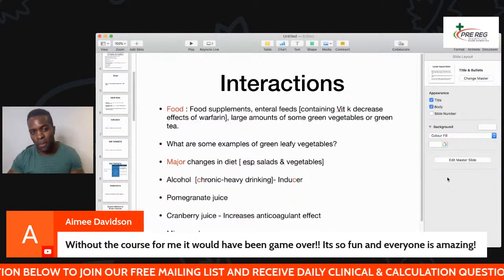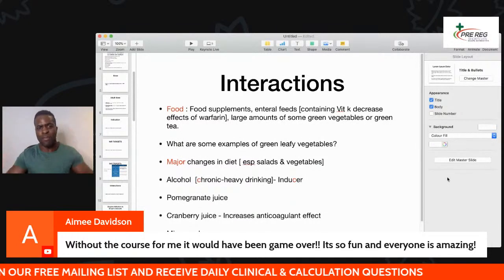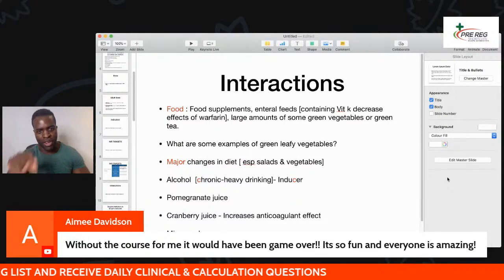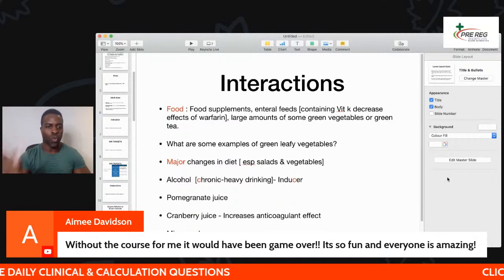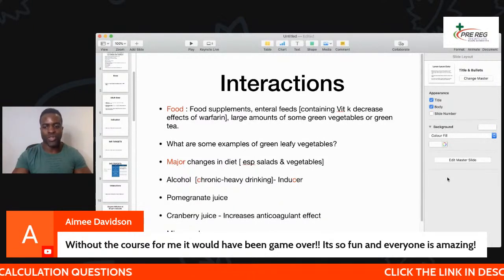Pomegranate juice is one that most people don't know about. Everyone seems to know about cranberry juice, but many people don't really know about pomegranate juice. It interacts with warfarin, so watch out for those, okay? And miconazole. So these are some of the main ones.